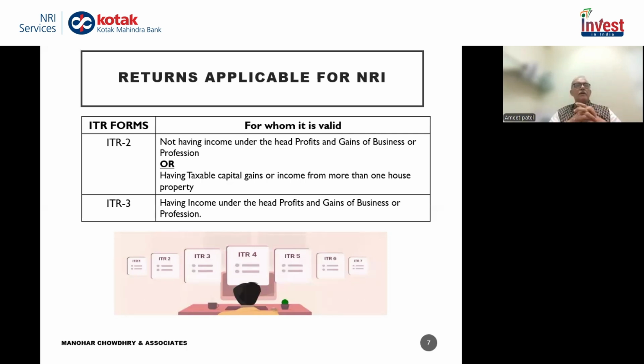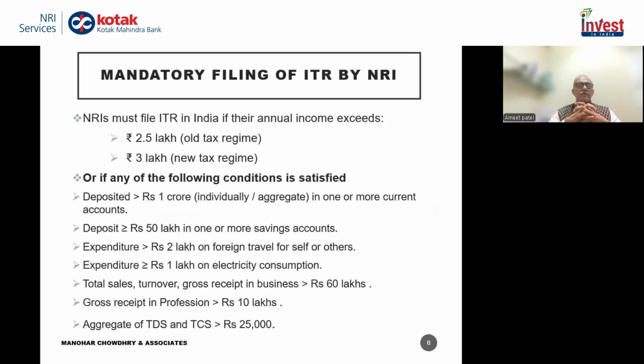Anand mentioned that there were queries relating to what ITR form should be filed. Generally, in our experience, only two ITR forms are applicable to non-residents, ITR 2 and ITR 3. ITR 3 is applicable only if you have profits and gains of business income in India. But otherwise, invariably, a person not having business income, or having taxable capital gains or income from more than one house property, ITR 2 would be applicable. So generally ITR 2 is filed by non-residents.